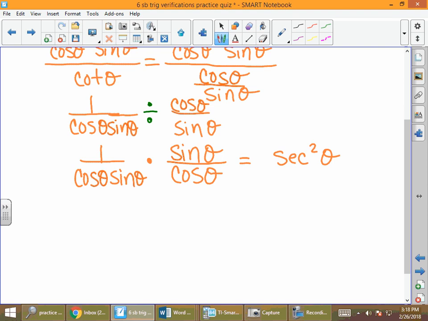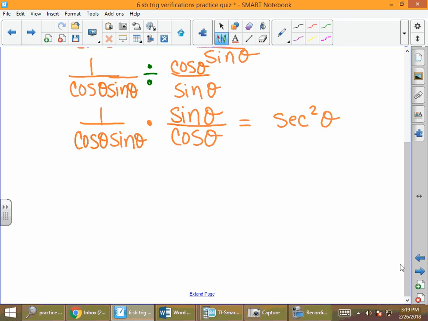But we have it written in multiplication format now, so we'll multiply the top of the fraction. 1 times sine of theta is sine of theta. And then cosine theta sine theta times cosine theta is cosine squared of theta times sine of theta.